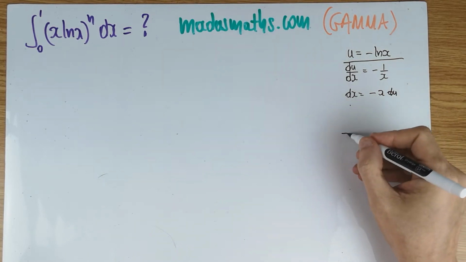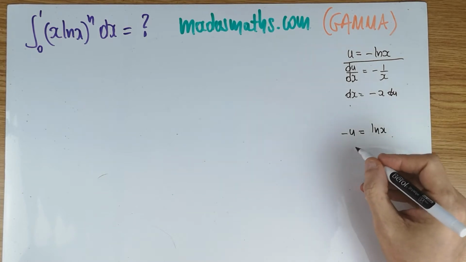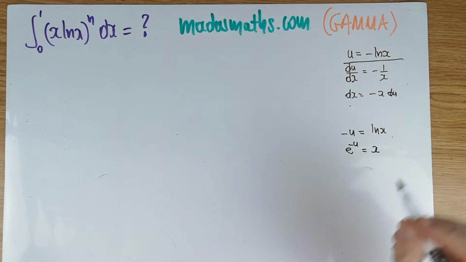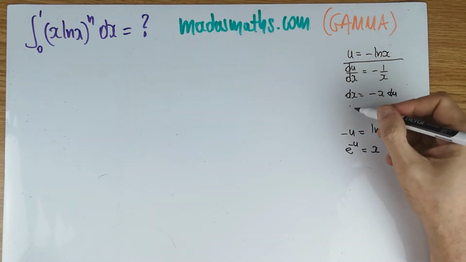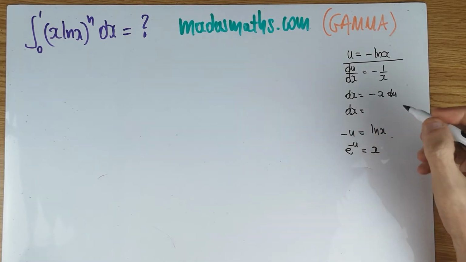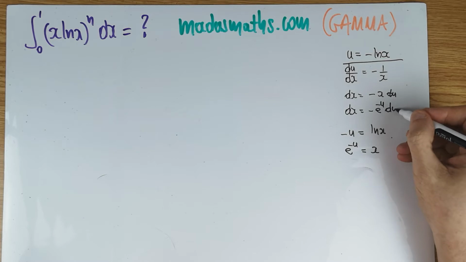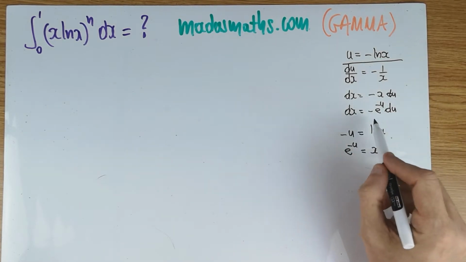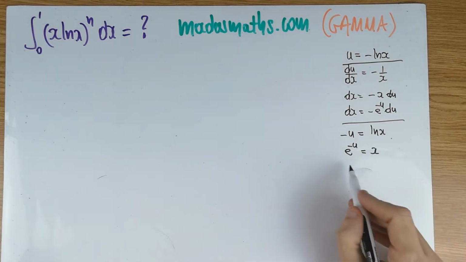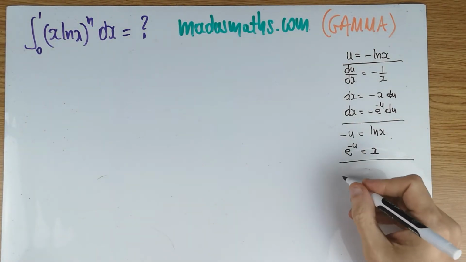In this particular case, minus u is equal to the log of x. So if you exponentiate both sides of the equation, e to the minus u is equal to x. So we could have actually differentiated from there. So our dx is in fact minus x, which is minus e to the minus u du. So that's that or that. So I have a few results ready for that.